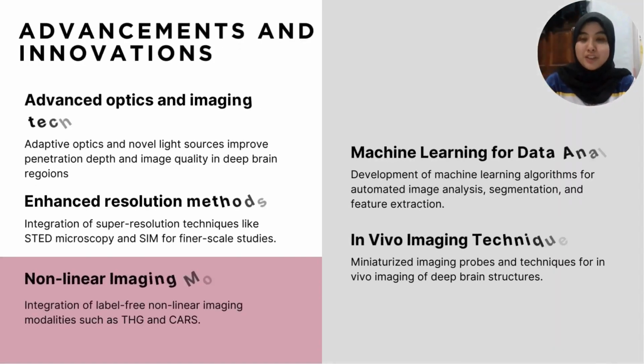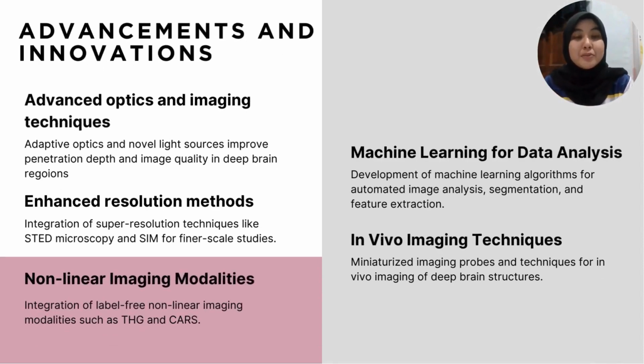These are the advancements and innovations for multiphoton microscopy. The first point is advanced optics and imaging techniques, where adaptive optics and novel light sources improve penetration depth and image quality in deep brain regions. The second one is enhanced resolution methods, which is the integration of super-resolution techniques like STED microscopy and SIM for finer scale studies. The third one is non-linear imaging modalities, integrating label-free non-linear imaging modalities such as THG and CARS.